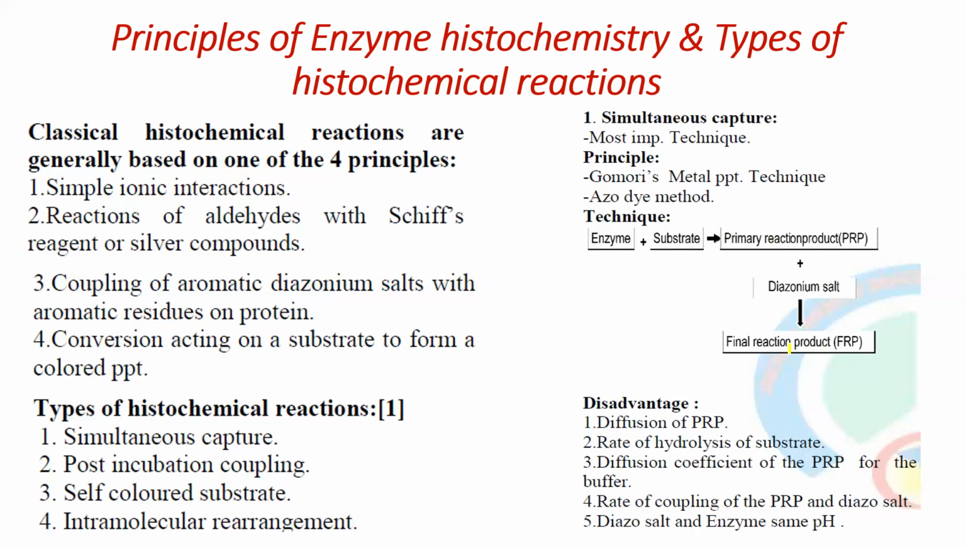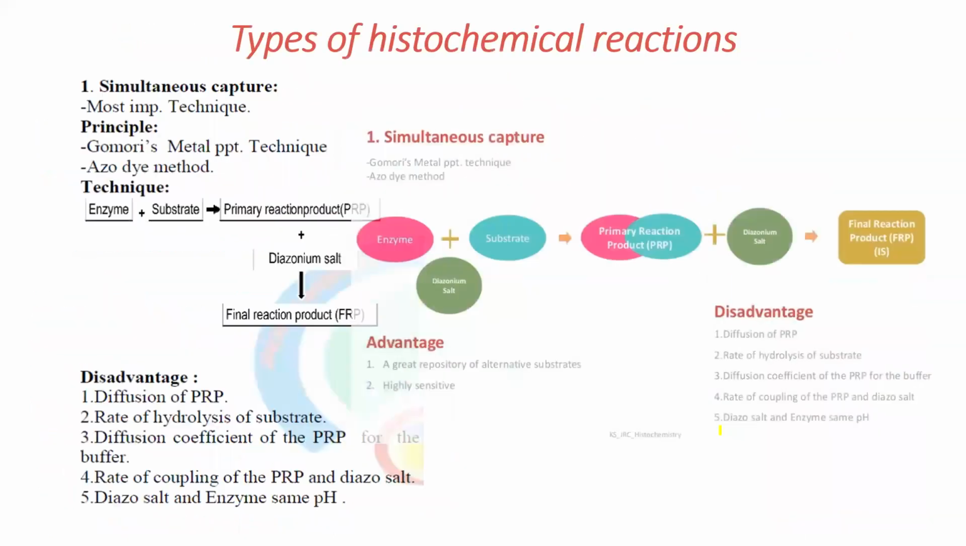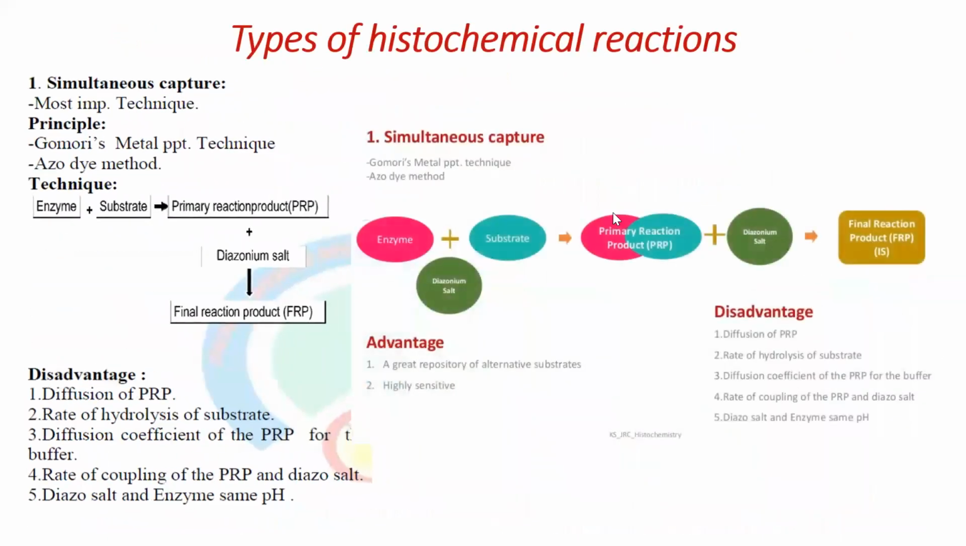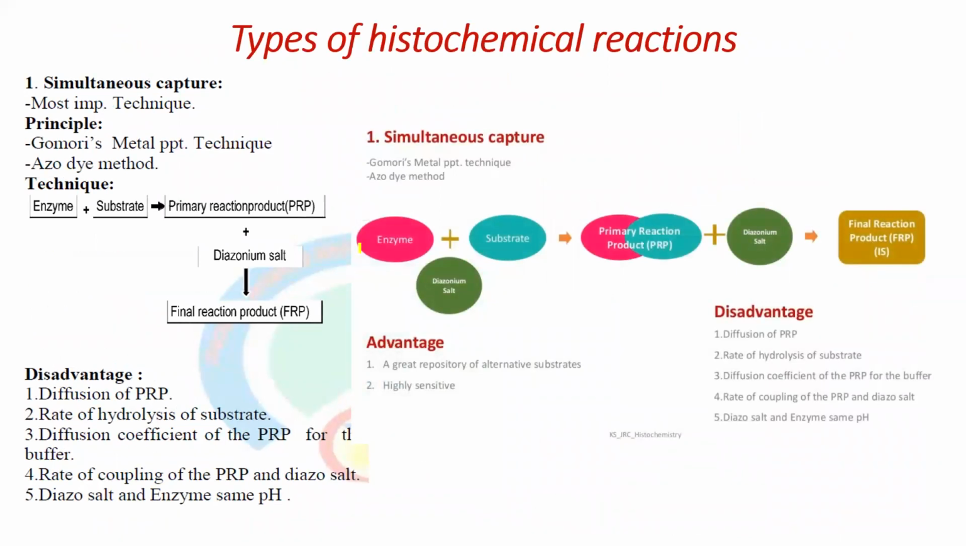So it has its own disadvantages. We have diffusion of the primary product, so the chance of getting accurate results is less with the simultaneous capture technique. I will show it with a visualization like this, a diagrammatic representation of simultaneous capture. We have an enzyme and substrate, we added salt, so they made a primary product. Substrate, enzyme, product, and simultaneously they reacted with diazonium salt, and they gave a coloring component.